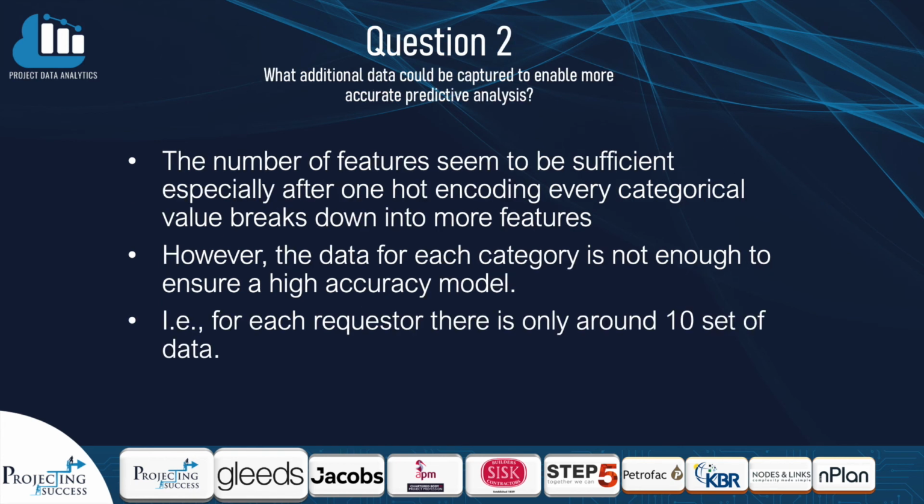In addition, the second question from the judge is, what additional data could be captured to enable more accurate predictive analysis? The number of features seems to be sufficient, especially after one-hot encoding. Every categorical value breaks down into many more features. However, the data for each category is not enough to ensure a high accuracy model. For example, for each requester, there are only around 10 sets of data, which is too few to be generalized into a model to predict the program time and cost.